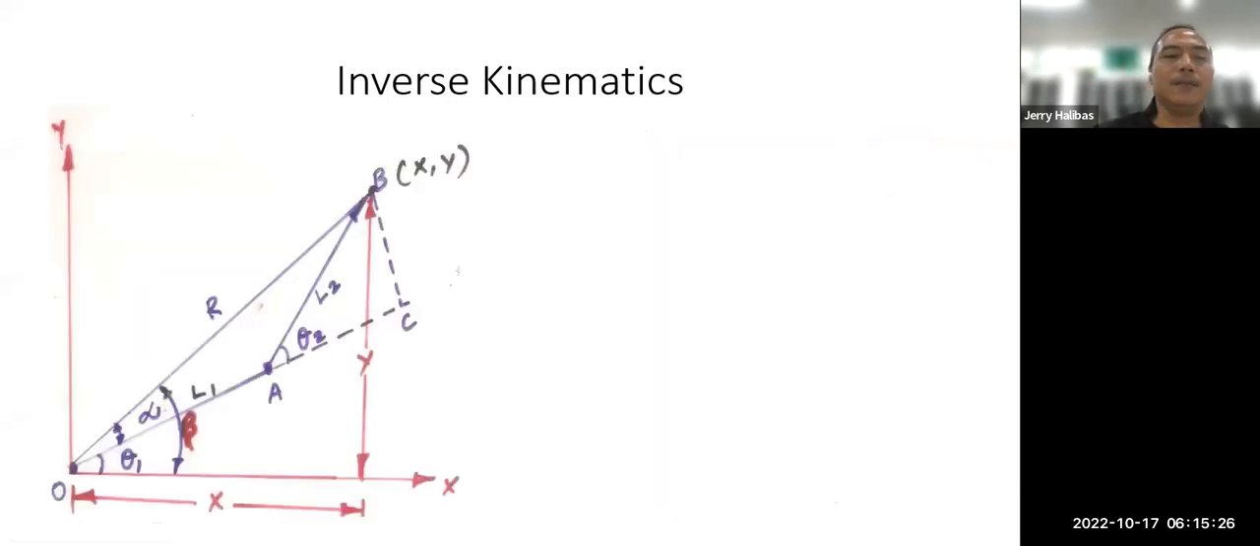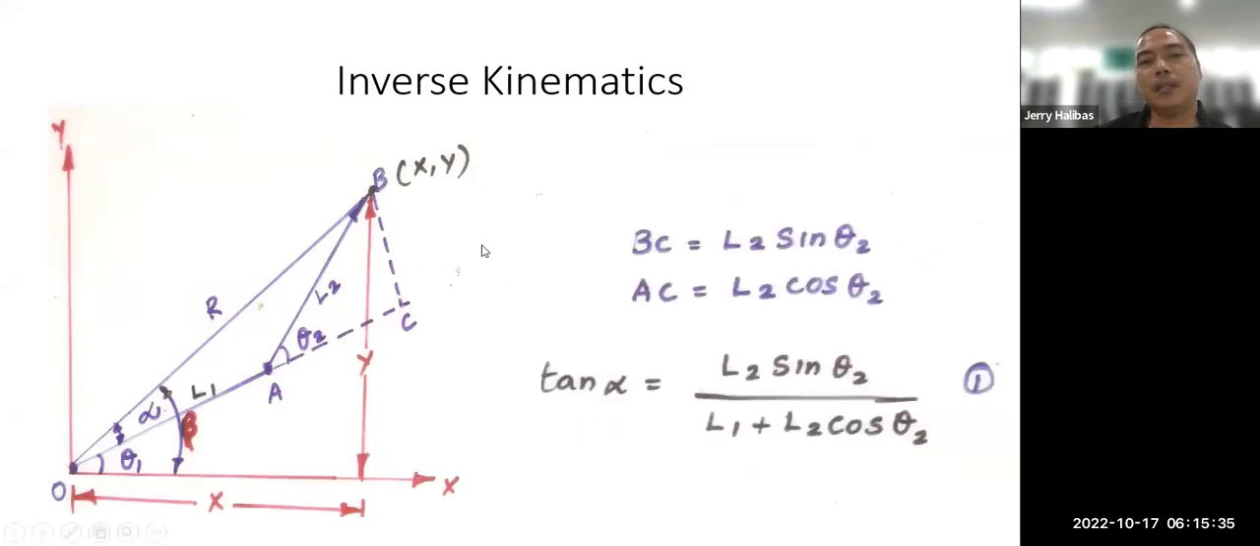So, let's draw several triangles, no? Where, let us say, on this side, we have BC and AC. So, you just solve for BC and AC. Again, it's just a right triangle. So, BC is the opposite, so the hypotenuse L2 times sine theta 2. The AC is the adjacent of the angle theta 2, which is L2 cosine theta 2.